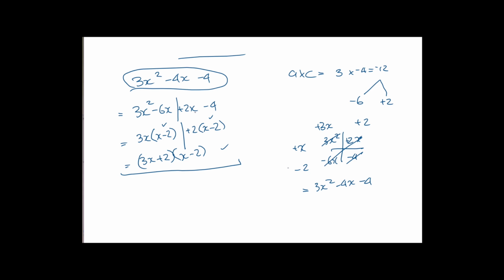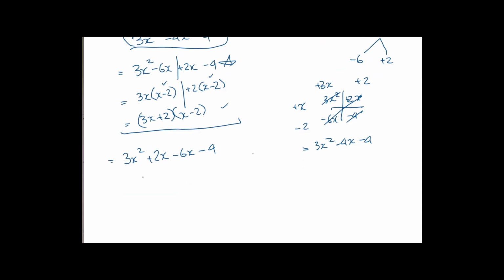Okay, let's have a look at what would happen if we put the minus 6 and the 2 the other way around. So let's say instead of this, we rewrote it as this, plus 2x minus 6x is minus 4x.